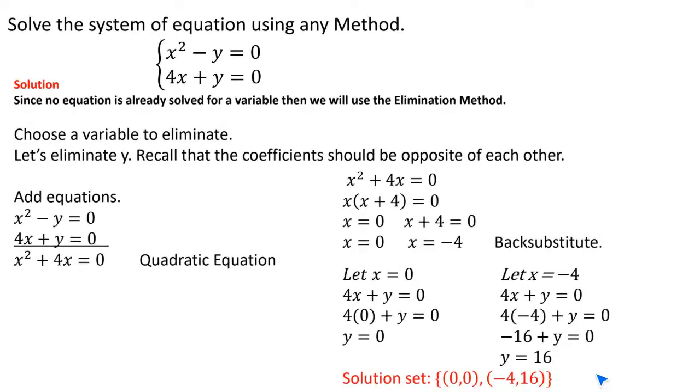So in WebAssign, sometimes it asks you to enter the smallest x value first. And so if they do that, then you want to put -4 and 16 on this side first, and then 0, 0 would be your second point.